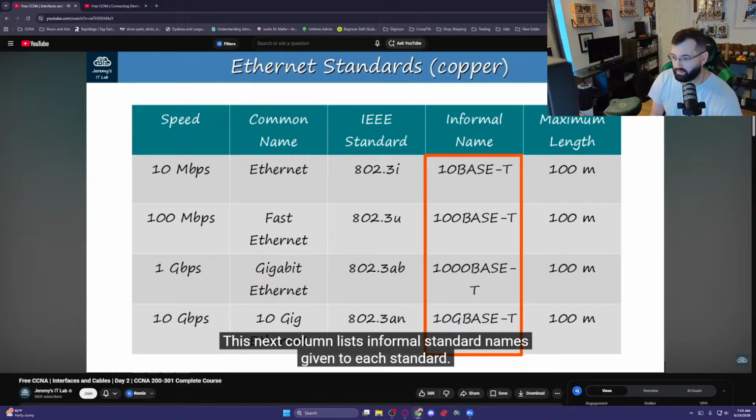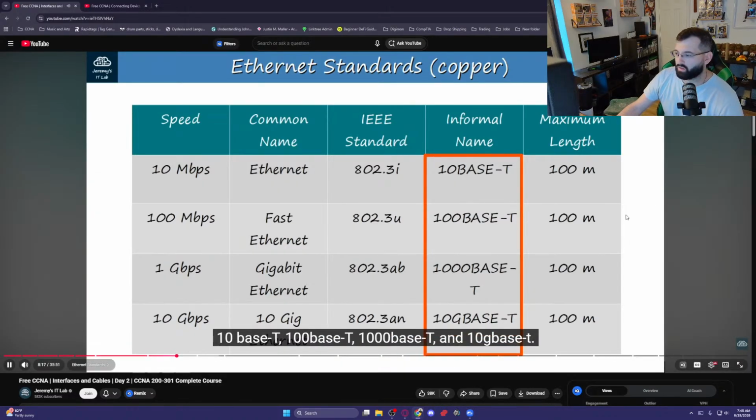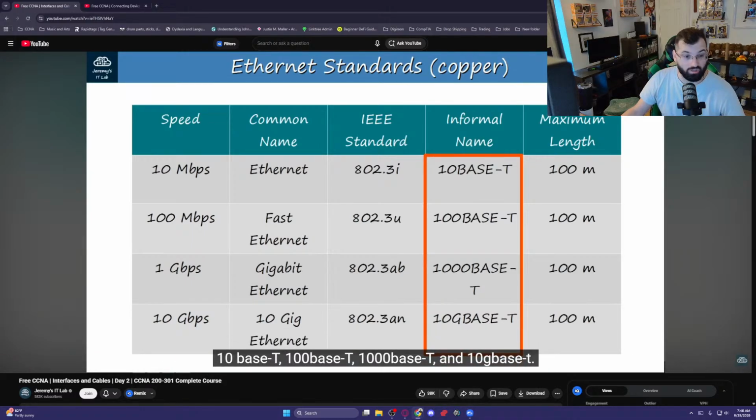This next column lists informal standard names given to each standard: 10 Base-T, 100 Base-T. Because these letters right here represent whether or not it can travel across 2.5 or 2.4 gigahertz or 5G. Basically, like, you know, when on your phone you have the 5G internet, that's significantly faster than the 4 or the 2.4, right?